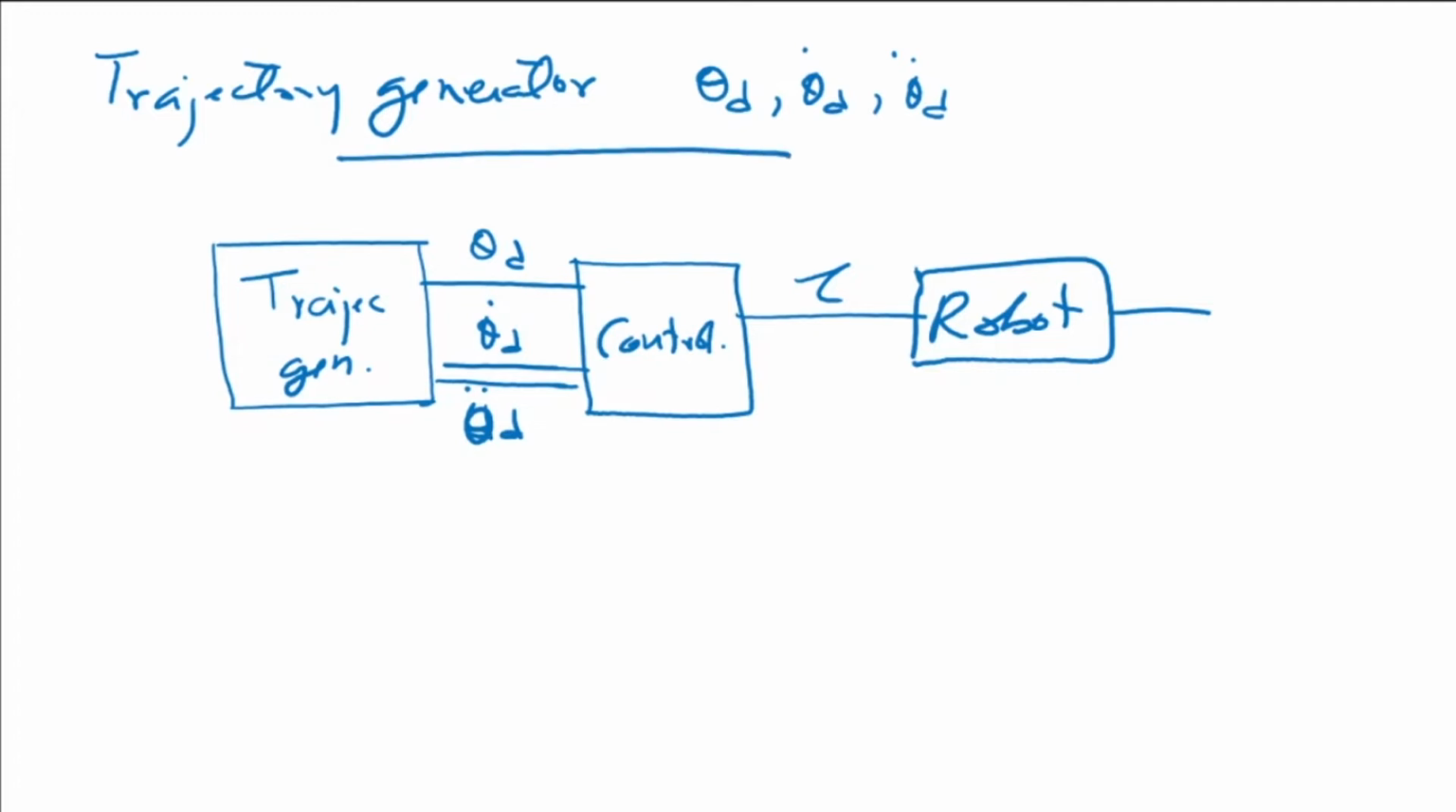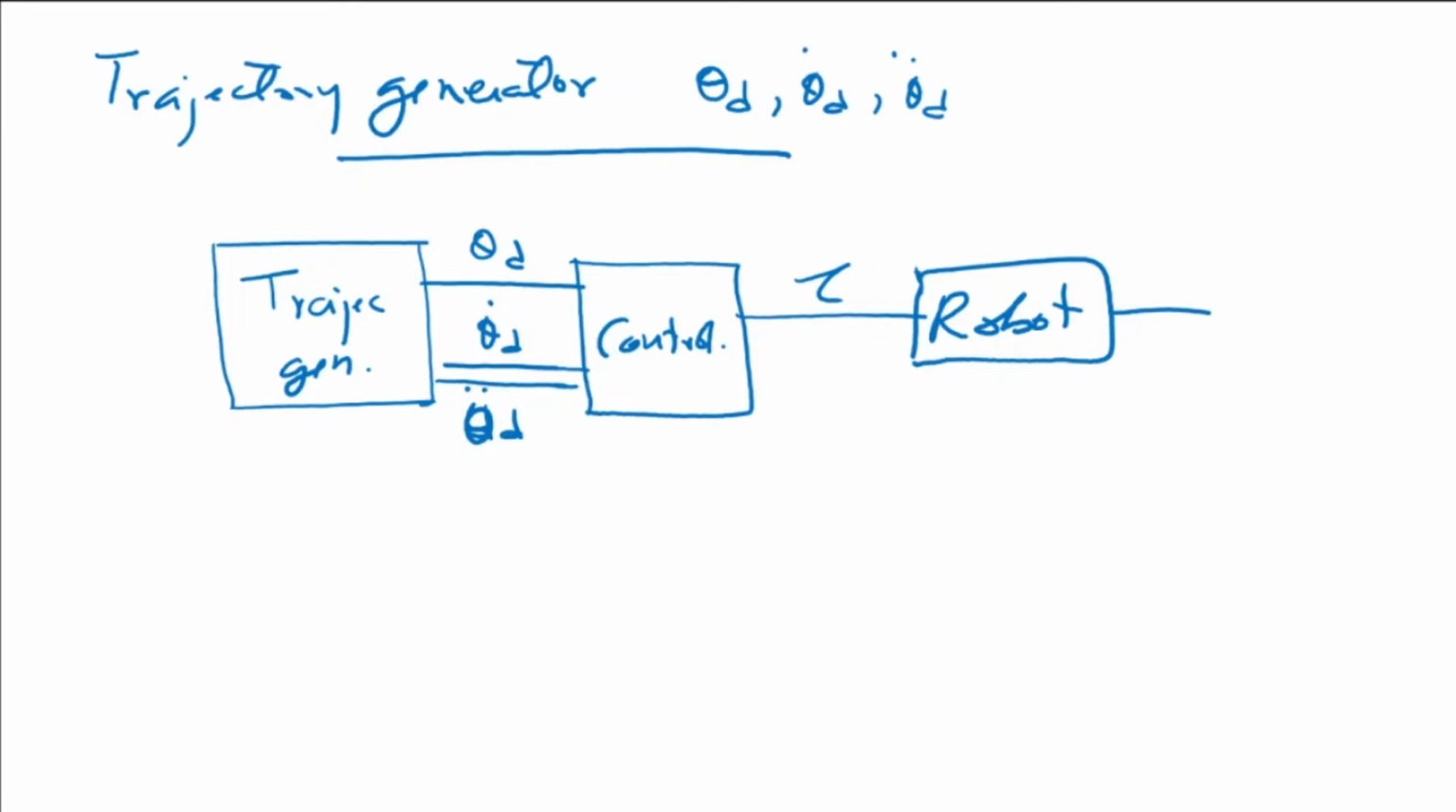Whatever you have studied so far is being used here: a trajectory generator generates the trajectories and gives them to the controller. The controller uses the dynamic equations to find the torque at the joints, and then it actuates the motors, and the robot moves.